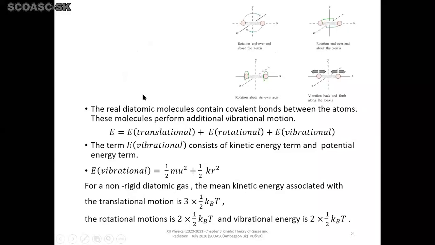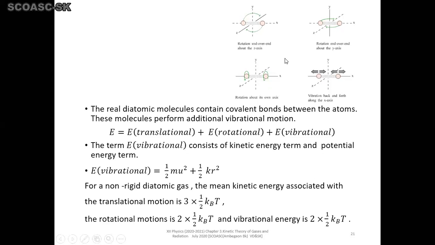Right, now here I'm talking about a non-rigid molecule. Non-rigid molecule means it can vibrate. A rigid molecule is one where the vibrations are not taken into consideration, or there are no vibrations. So I'm talking about a non-rigid molecule. They have said a real diatomic molecule. It contains covalent bonds, and there is a possibility of vibrations, right?